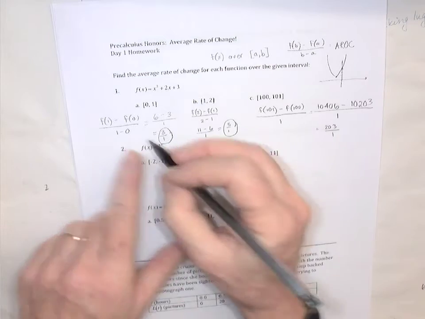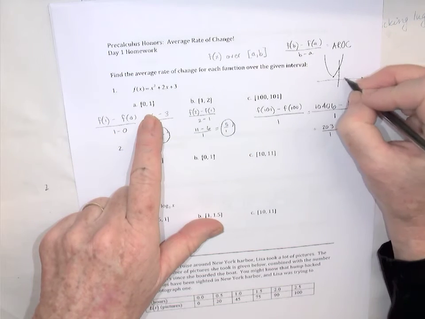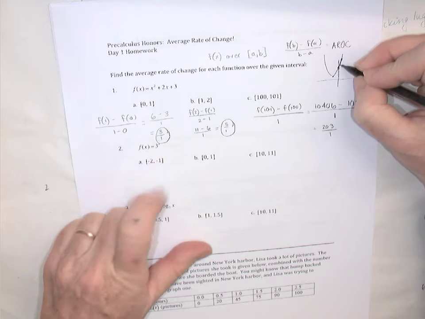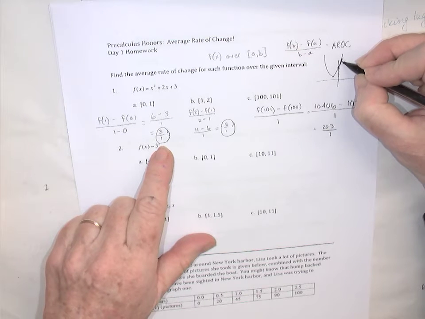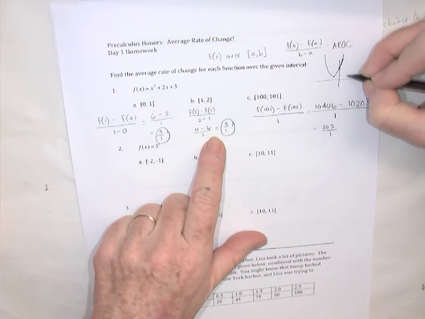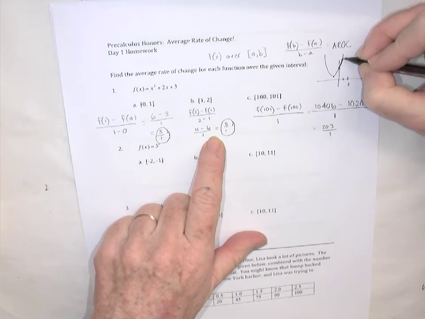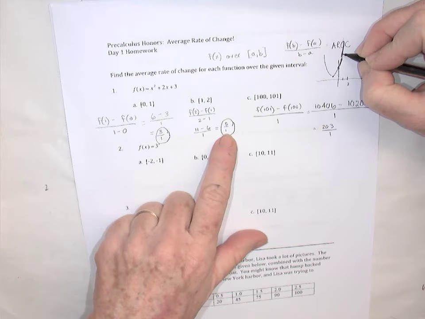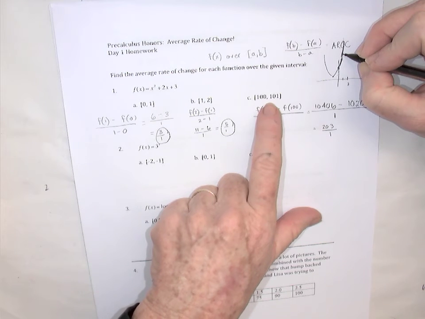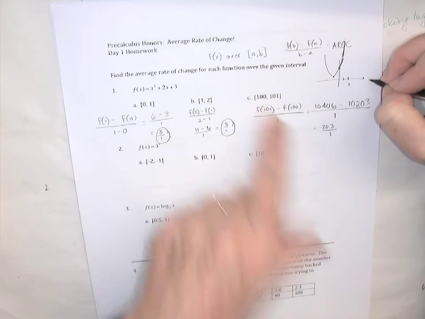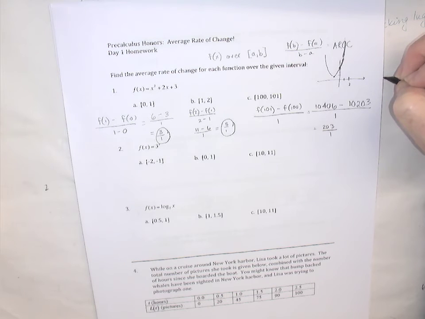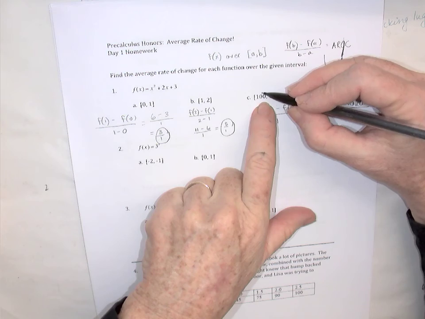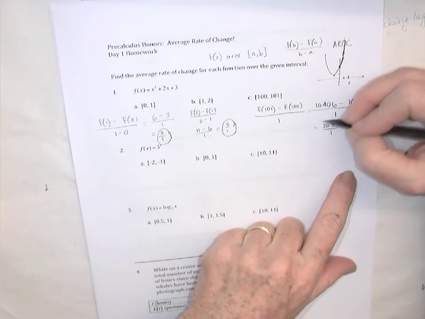If I'm looking for the rate of change over the interval from 0 to 1, it's the slope of that line. The slope of that line would be 3. Between 1 and 2, I'm looking for the slope of this line, and it makes sense that it's going to be steeper, doesn't it? And for 100 and 101, I'm way over towards the right here, finding the slope of the line between the points where x is 100 and x is 101, and that's going to be really, really, really steep.